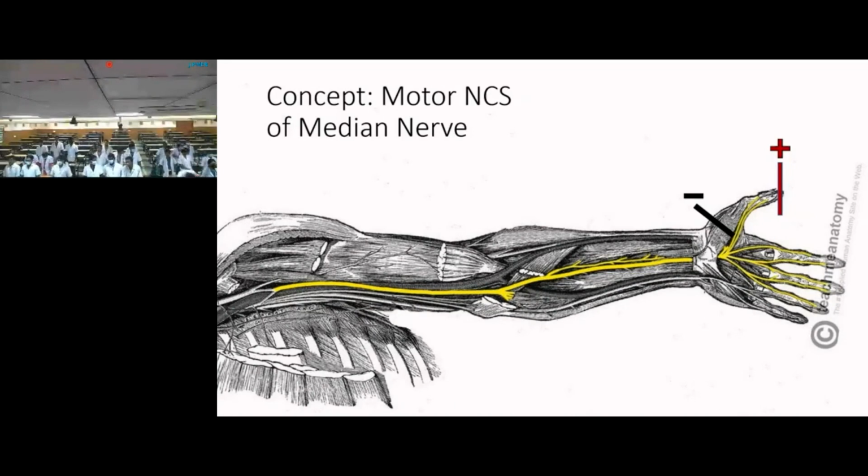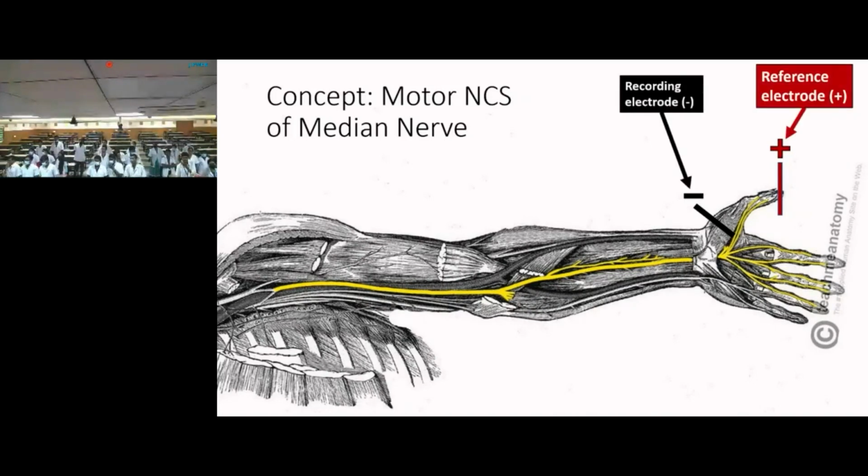Fine. So what is the concept behind this motor nerve? So we know the active electrode we have placed over the belly of the muscle. Okay. And the reference electrode still more distally we have placed. This is your recording electrode. This is your reference electrode. And the point of stimulation we are going to give here.